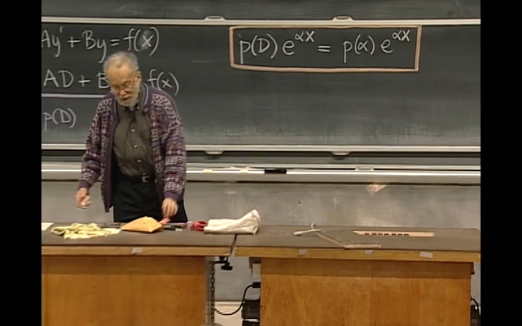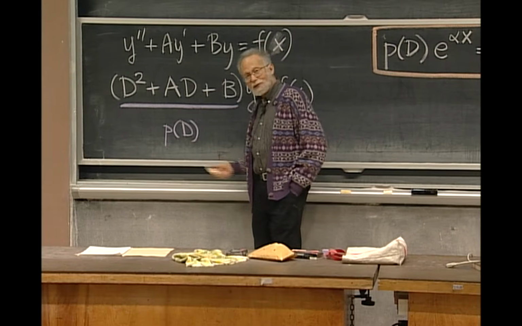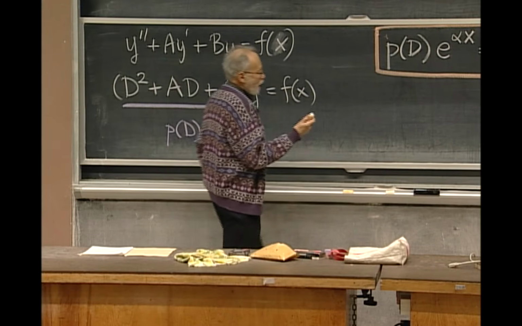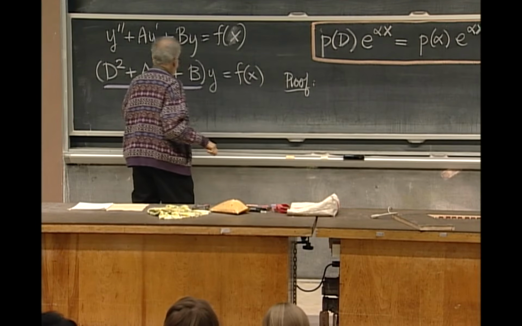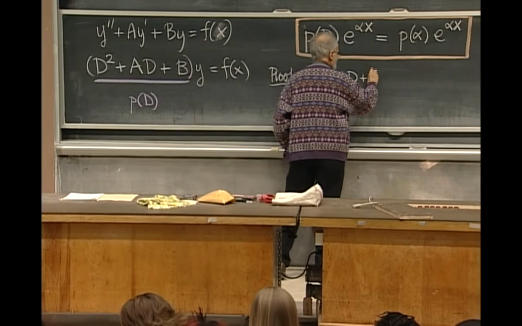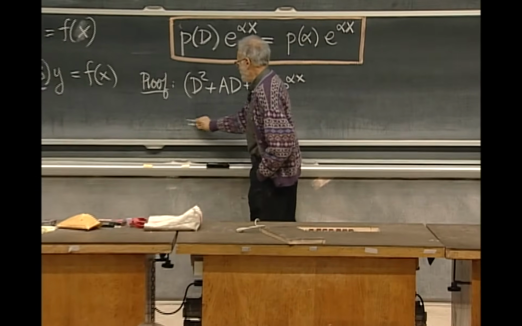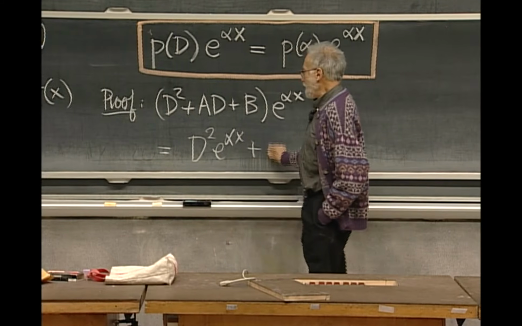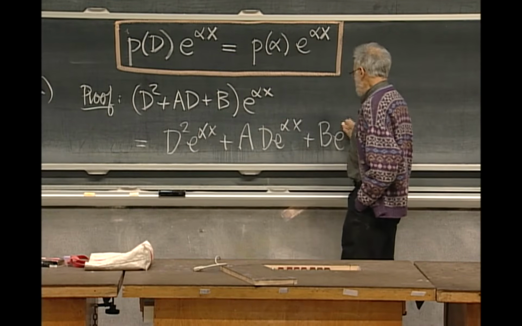Now, this hardly requires proof, but let's prove it just so you see, to reinforce things and make things go a little more slowly to make sure you're on board all the time. How would I prove that? Well, just calculate it out. What in fact is D squared plus AD plus B times e to the alpha x? Well, it's D squared e to the alpha x by linearity plus AD times e to the alpha x plus B times e to the alpha x.